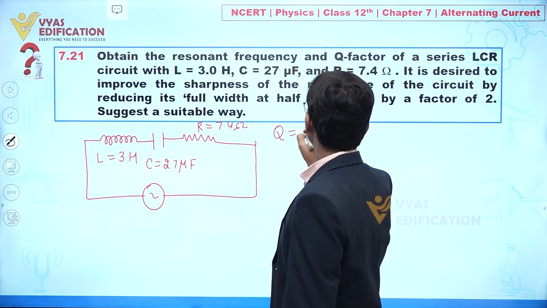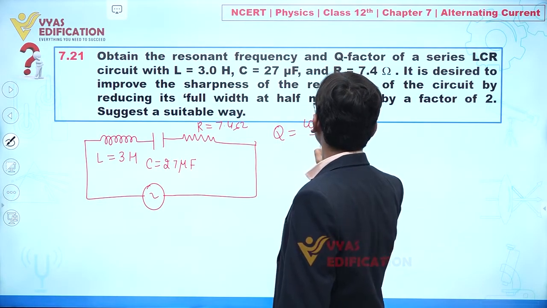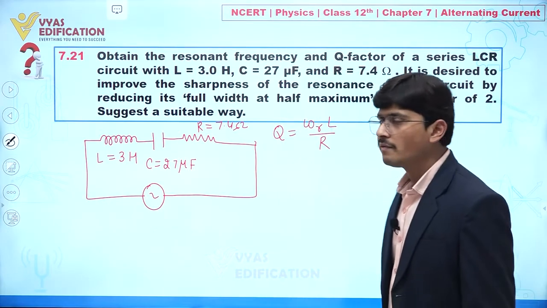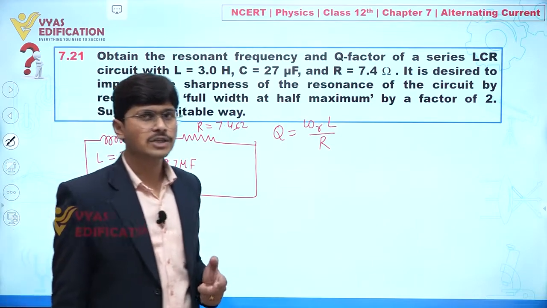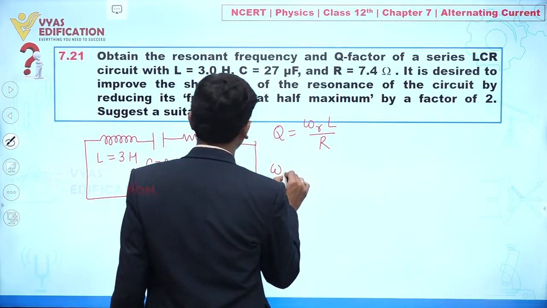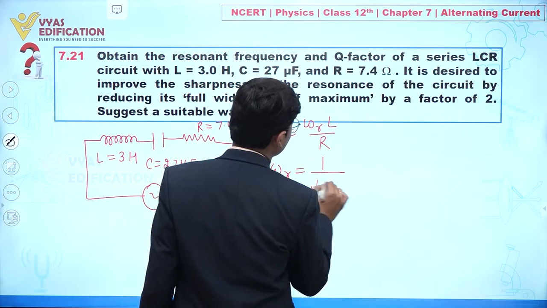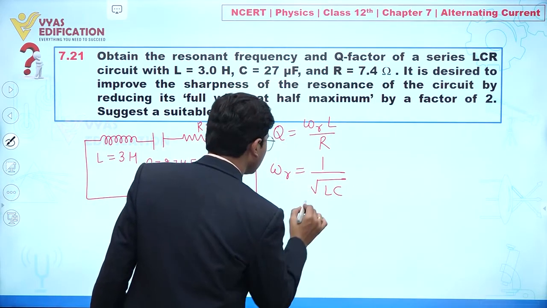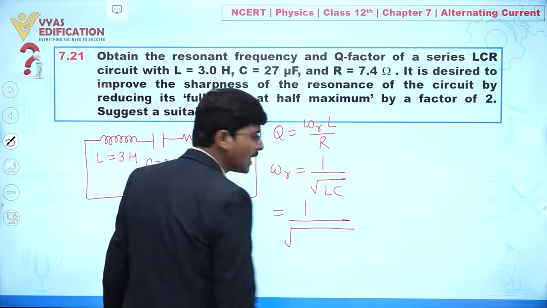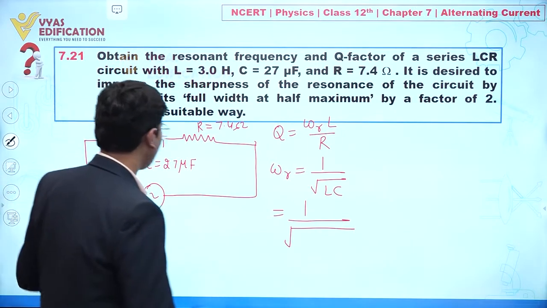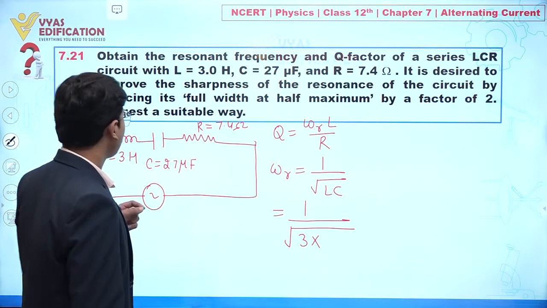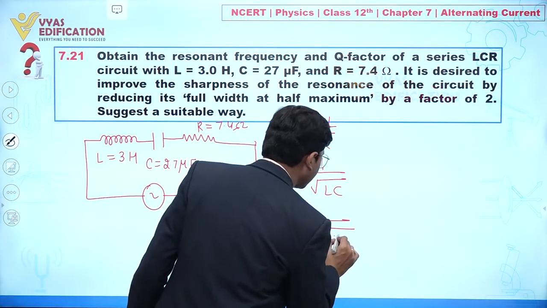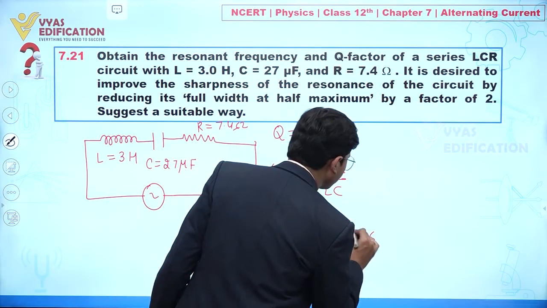For that, we know this formula. Q is given by omega R L by R. How can we calculate omega R? Omega R is the frequency at resonant condition. So omega R is given by 1 upon under root of LC. If I write the values of L and C, L is equal to 3 Henry, and capacitance is 27 into 10 to the power minus 6.